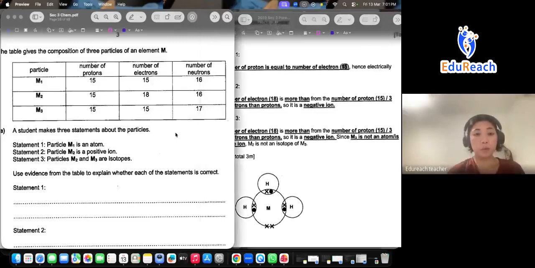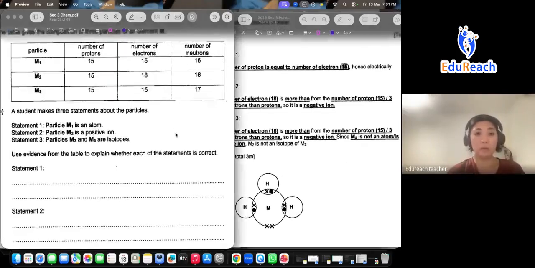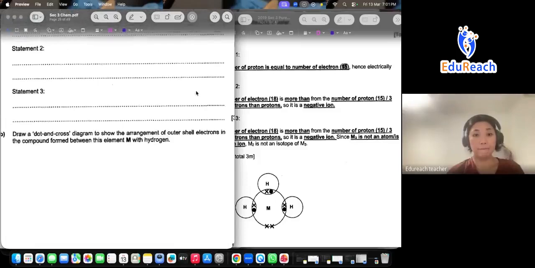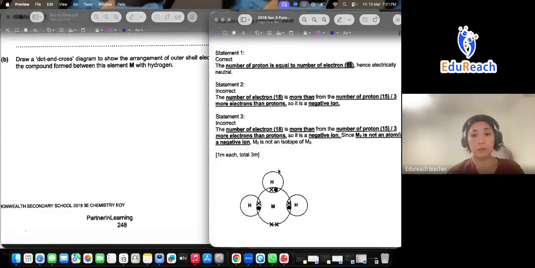Yeah. So isotopes, they must both be atoms. Everything else is the same except for the number of neutrons. Can? Yeah. Is that clear?